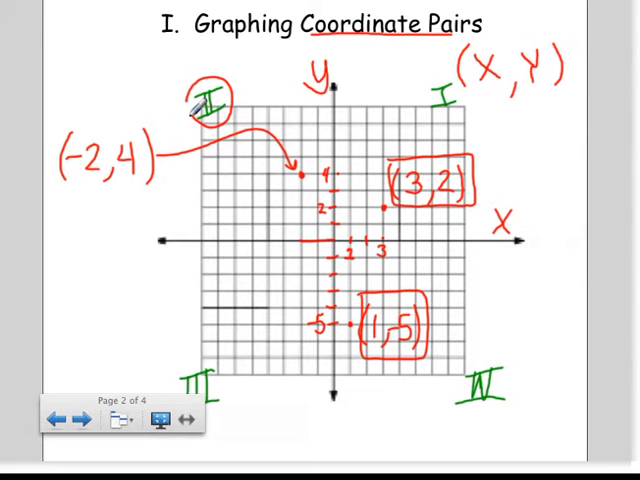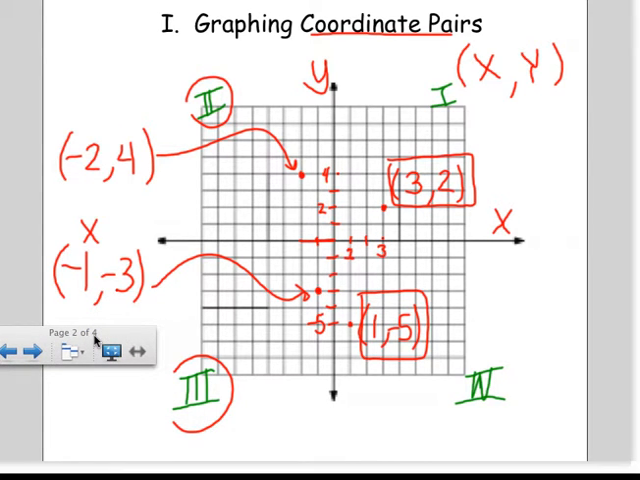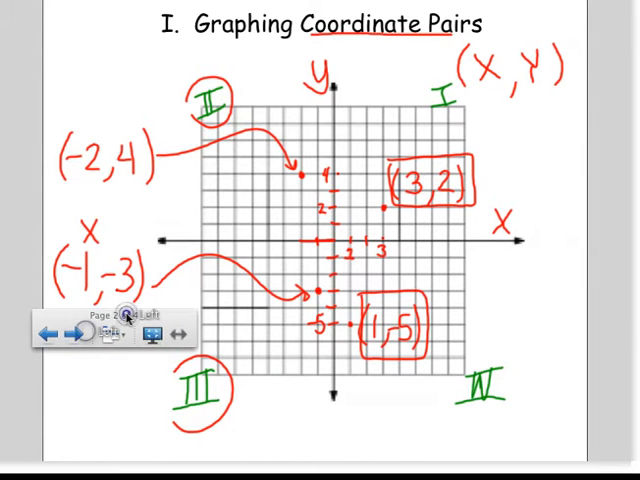Last one, if I have a point like -1, comma, -3, I'll do my x value first, which means I go to -1 on my x-axis, then I go down to -3 on my y-axis, and -1, comma, -3 is right there in quadrant 3, as you can see. So that's the introduction to new material, or the review of old material.